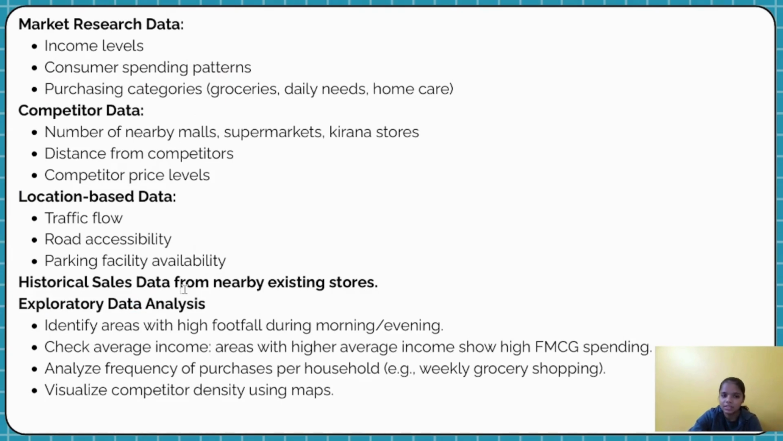Next, the market research data. What is the income level in that particular area or market? Customer spending patterns: in which pattern the customers spend their amount to purchase the products. Purchasing category, for example, grocery, daily needs, stationery, home care, etc. Now, competitors. In that area we have different competitors also. So how many nearby malls or supermarkets or small kirana stores, distance from the competitor, and competitor price level, all these factors matter here.